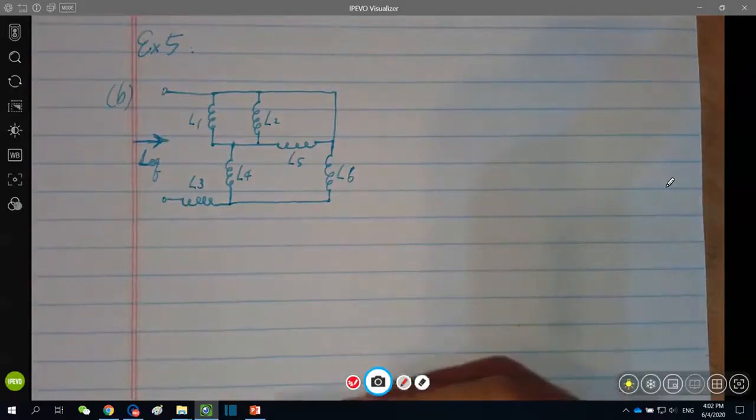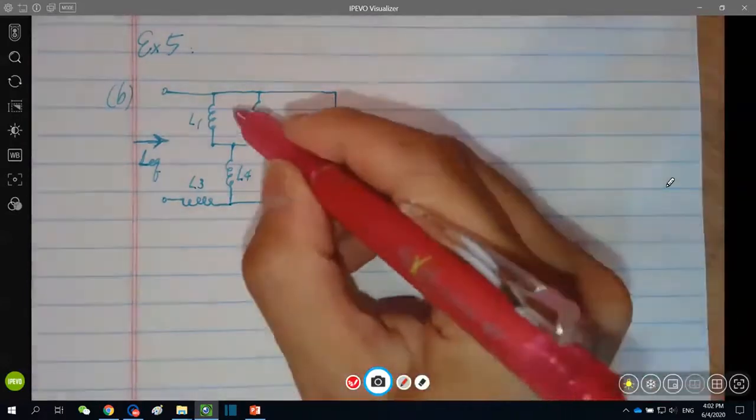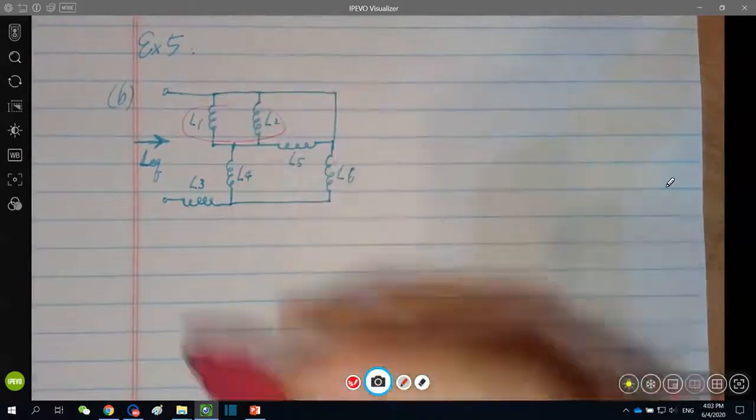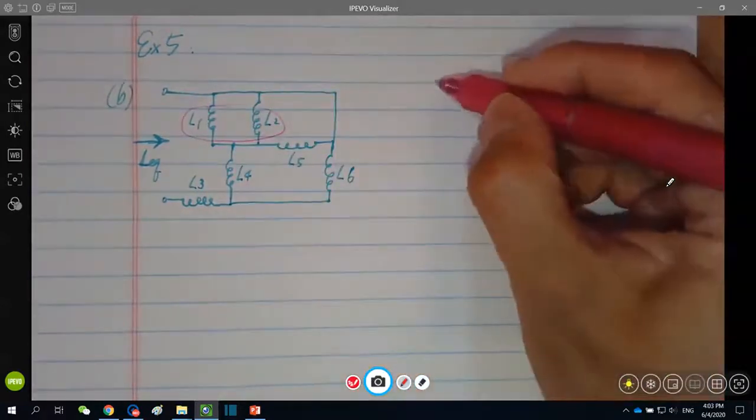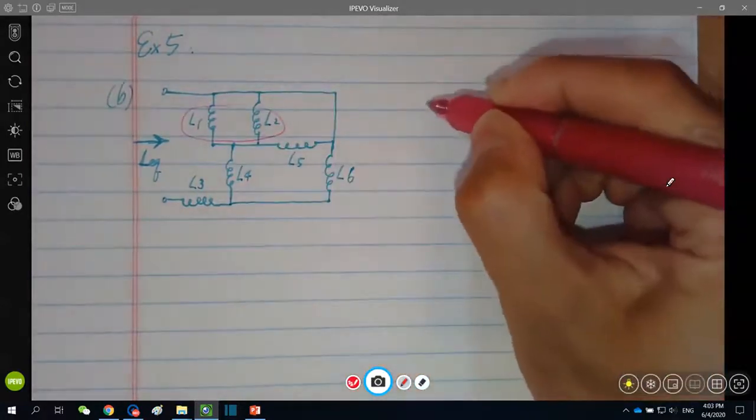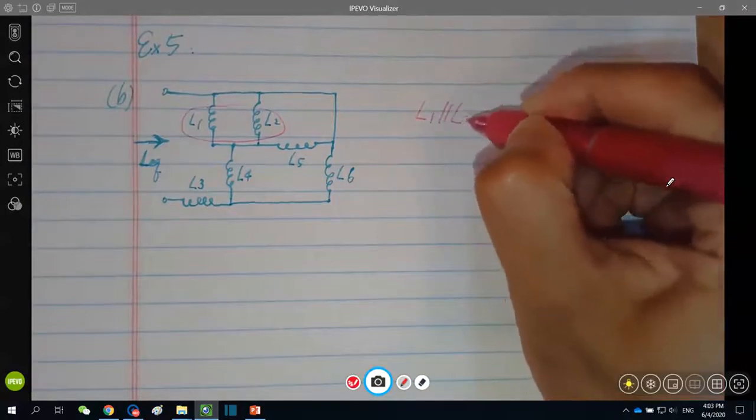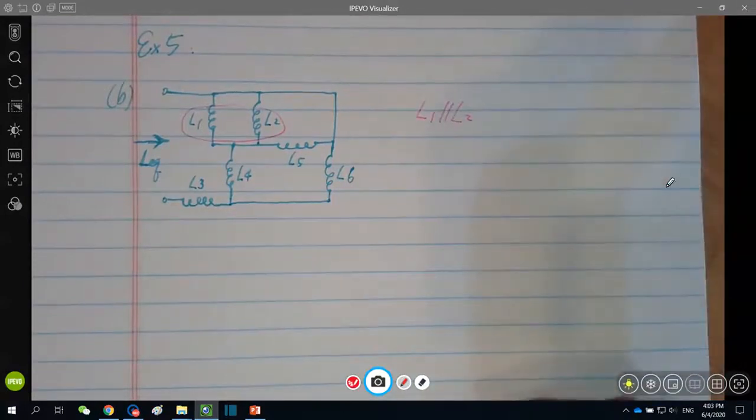How to identify the series and the parallel is the first thing that we need to figure out. Let's see what kind of series or parallel we can clearly have at first look. It's very easy, I believe. L1, L2 are parallel. Right? This is very easy. Then what else can we see?